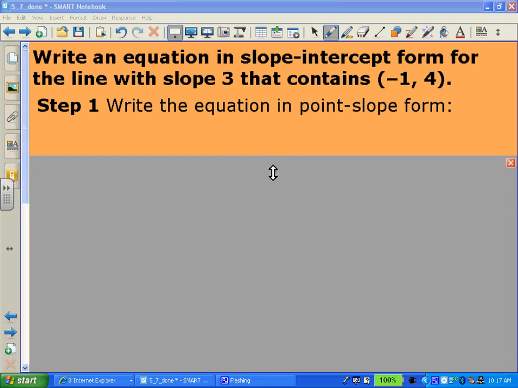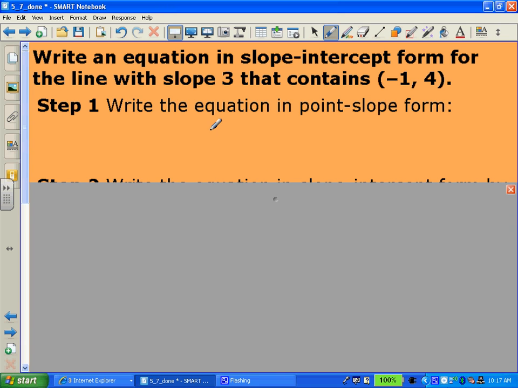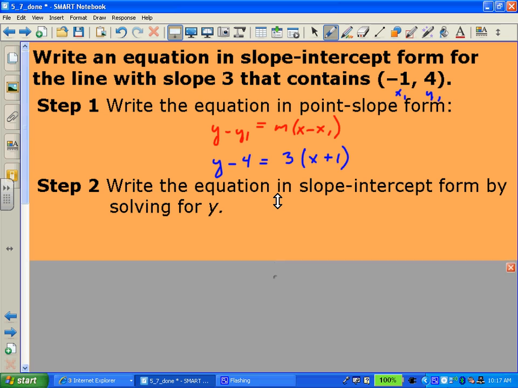We write the equation in point-slope form. Point-slope form again is y minus y1 equals m times x minus x1. So all I have to do is plug the slope in for m and then the point x1 y1 in for x1 and y1. So I'd have y minus 4 equals 3 times x minus -1, which would be x plus 1. So that's my first step, is to put it in point-slope form.